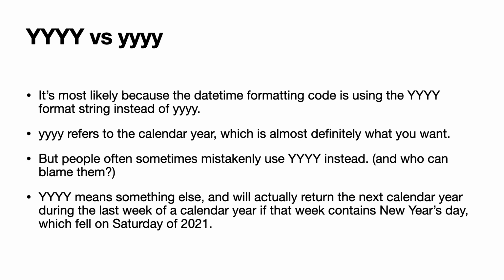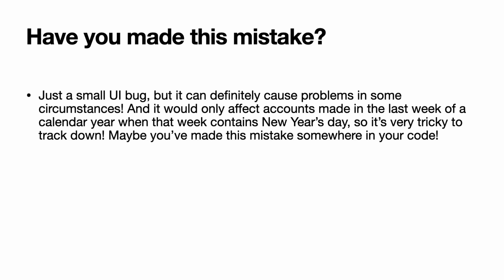The capital version means something else, and will actually return the next calendar year during the week of the calendar year, if that week contains New Year's Day, which fell on Saturday of 2021. I've seen this happen before, and yeah. Have you made this mistake?